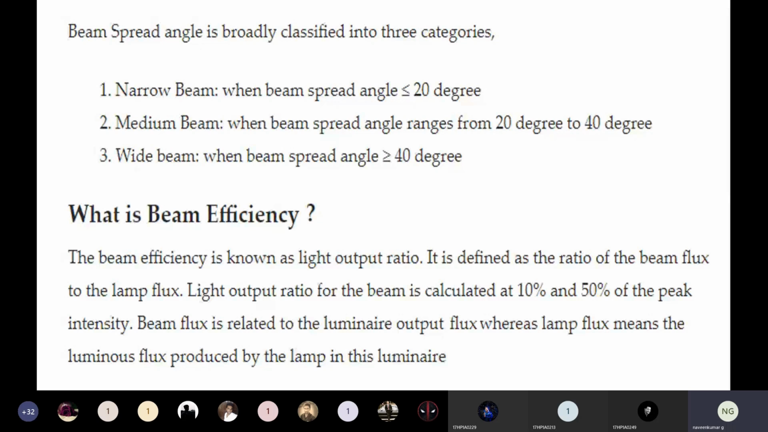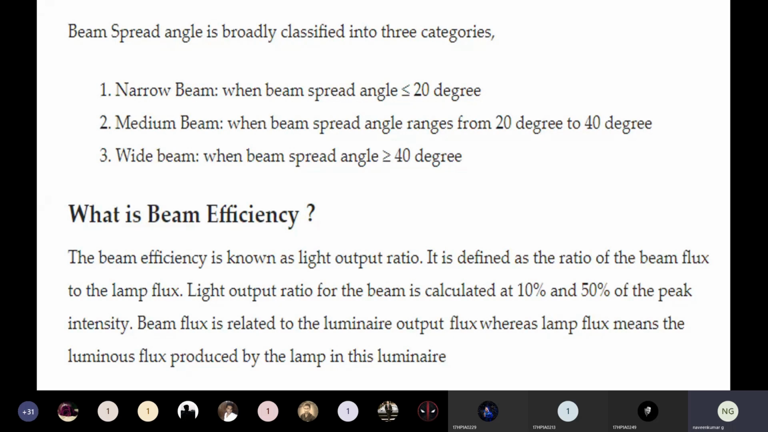Next, what is beam efficiency? You have understood intensity and beam spread, so from this we must now be able to define beam efficiency. How do you define efficiency? Output to input. So beam efficiency is known as the light output to input ratio.